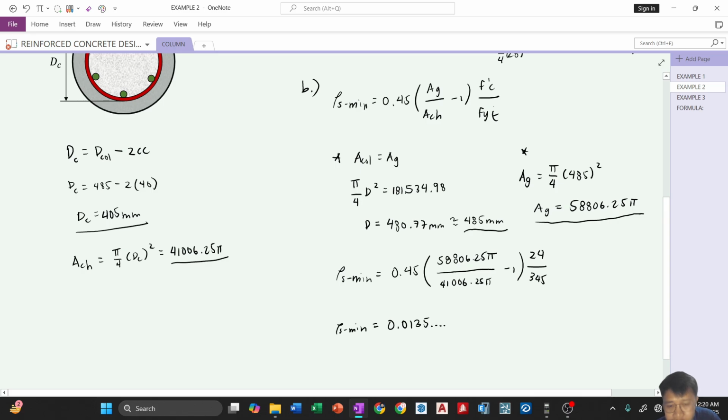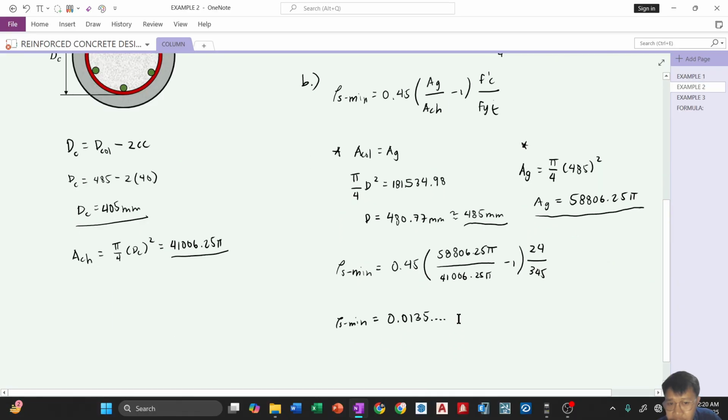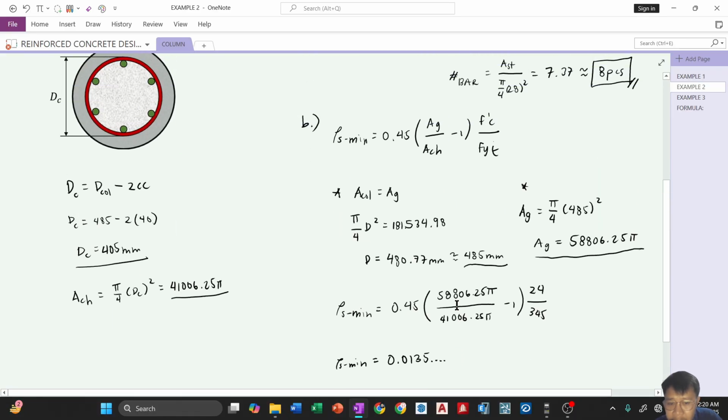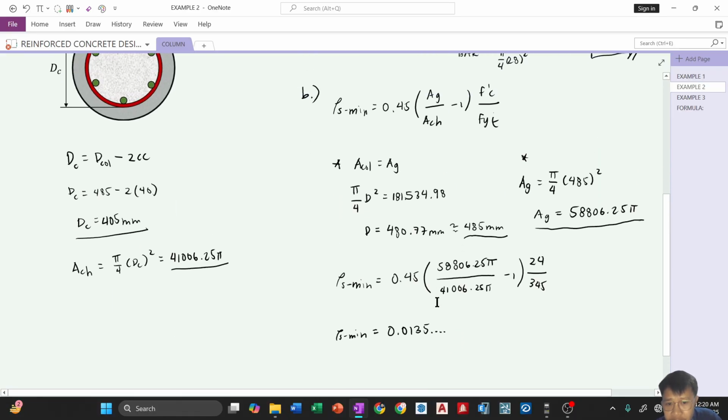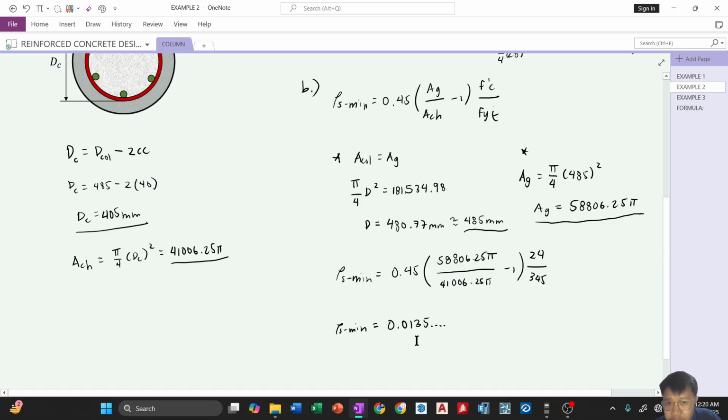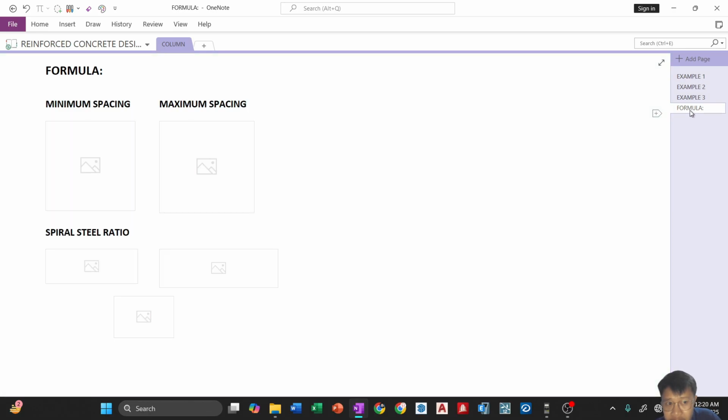Walang unit pala, no? Still ratio. So, i-continuous lang natin yan. Naka-store siya sa ating B. Okay? Now, this is our minimum still ratio for spiral.